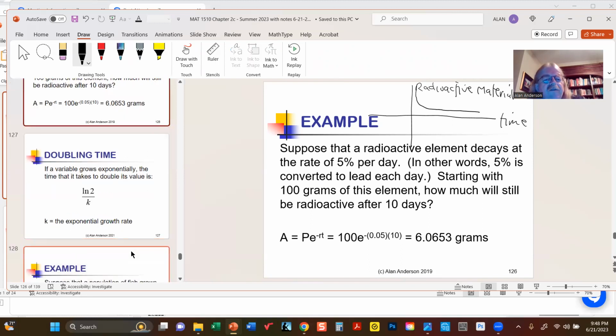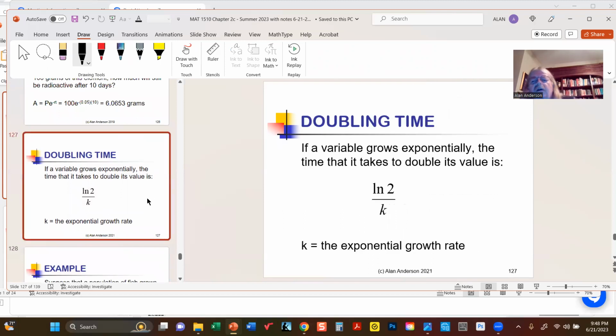Now, by the way, here's a fun little side note. Suppose you want to know if, let's say, the balance in your bank account is growing at an exponential rate because you're getting continuous compounding, and you want to know roughly how long it'll take to double your money. You can use this formula. You have the natural log of 2 over k, where k is the exponential growth rate.